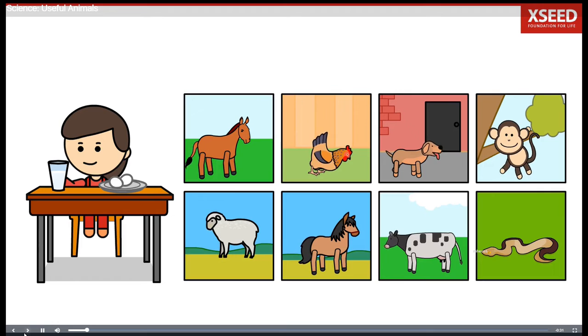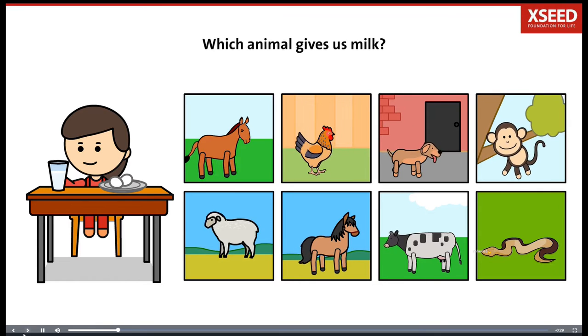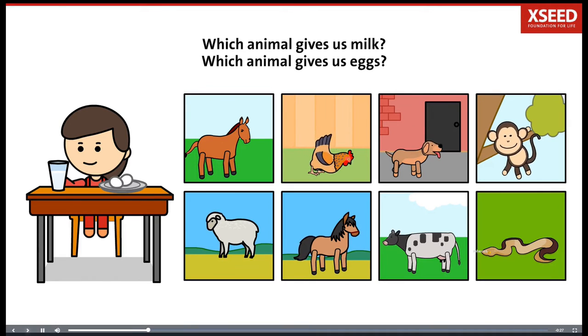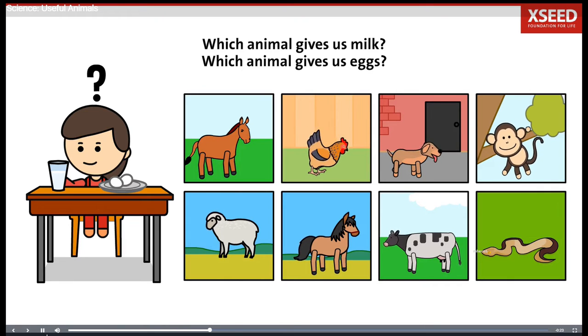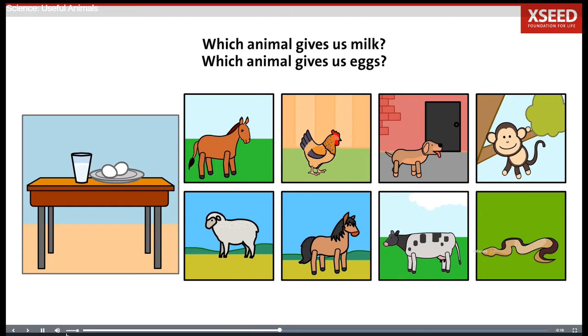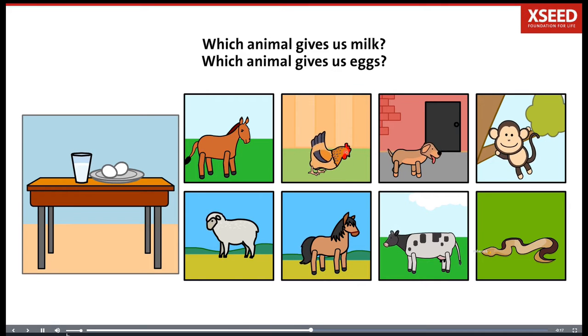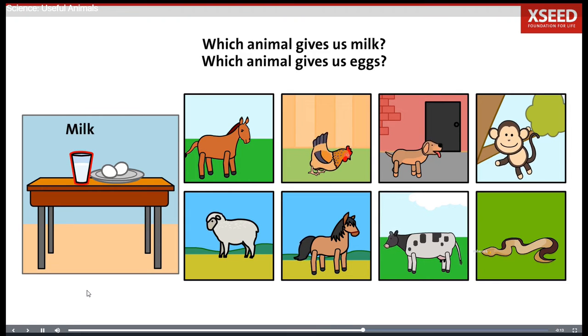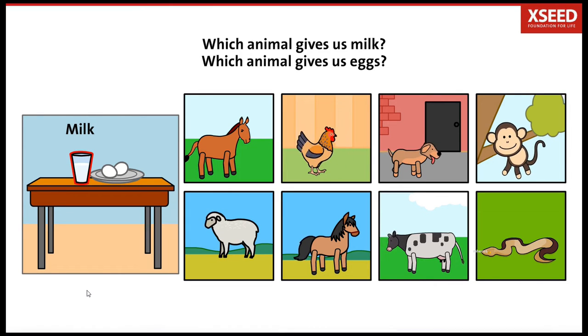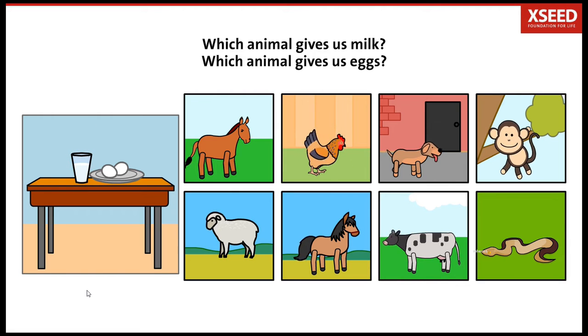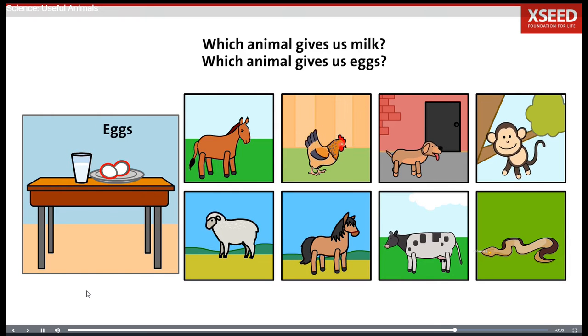Look at the screen. Sue is having eggs and a glass of milk for breakfast. She wonders where the eggs and the milk came from. From the strips of paper you have, pick the animal which gives us milk and put it in your useful animals envelope. Pick the animal that gives us eggs and drop that in your useful animals envelope as well.